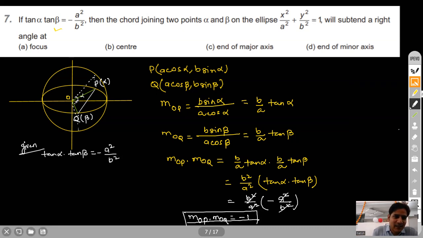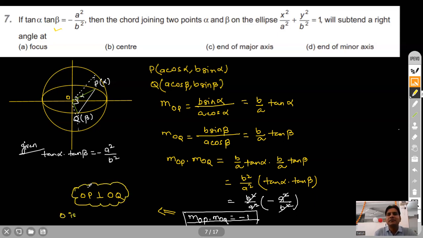So this angle is equal to 90 degrees. What does it imply? This OP is perpendicular to OQ. And what is O? O is the center of the circle. So it is making an angle of 90 degrees at the center of the ellipse, or the circle. O is the center of the ellipse. So this will be our answer. This option B is correct.